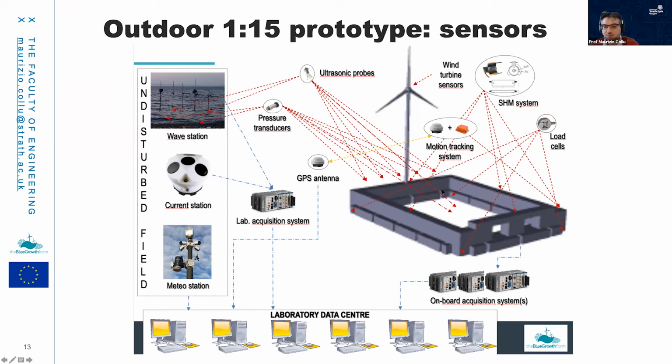Then, as far as the wind turbine and the platform are concerned, in the wind turbine we have an array of sensors to measure the forces at the base of the tower transmitted to the platform, the rotational speed, and the power produced by the wind turbine. The wind turbine can yaw, the blades can pitch, and the rotational speed of the wind turbine is controlled like in a real wind turbine. We have an array of sensors measuring the motion of the platform, both at the top of the wind turbine but also on the platform itself.